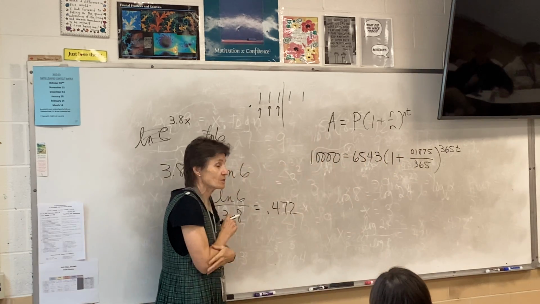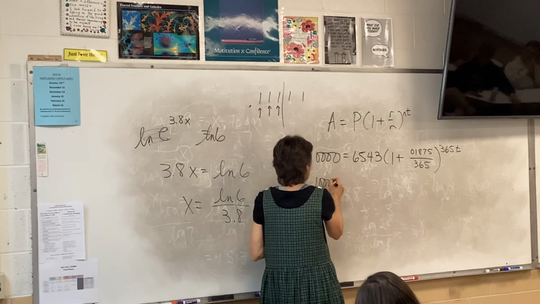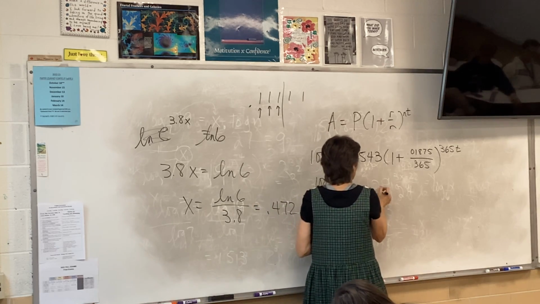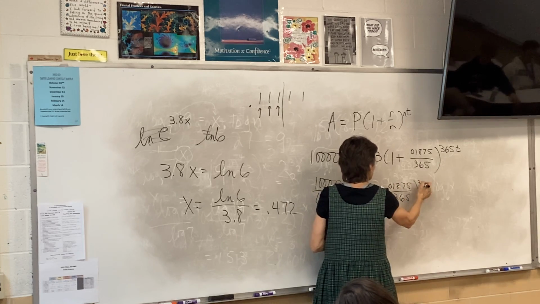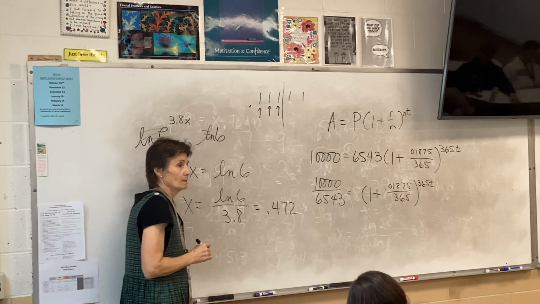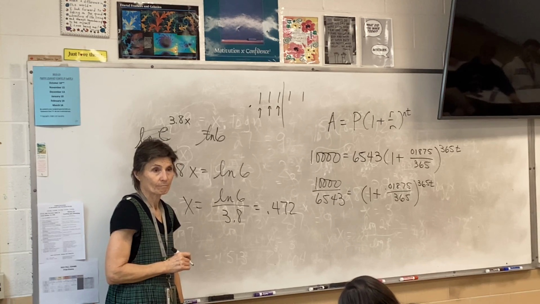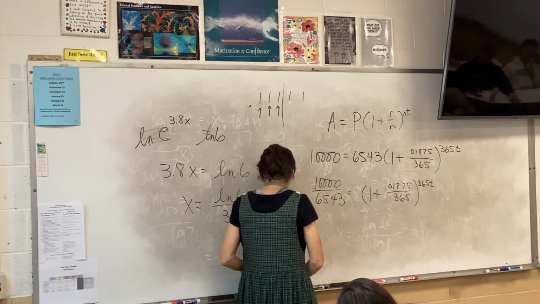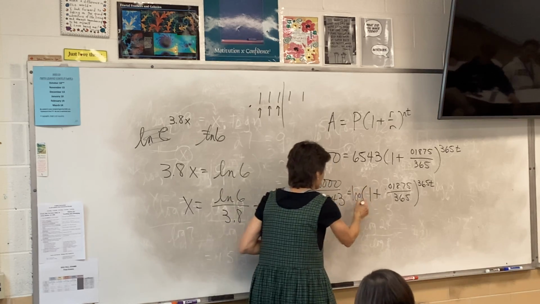So what are we going to do first? We don't log first, we do something else first. We divide by 6543. So we have 10,000 over 6543 equals (1 plus 0.01875 over 365) to the 365t. Now can I logarithm? Yes, I can take the logarithm of both sides now, so I'll just stick a log here and a log here.